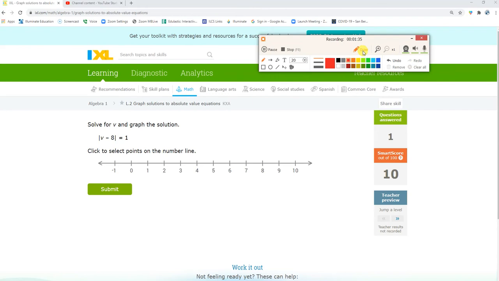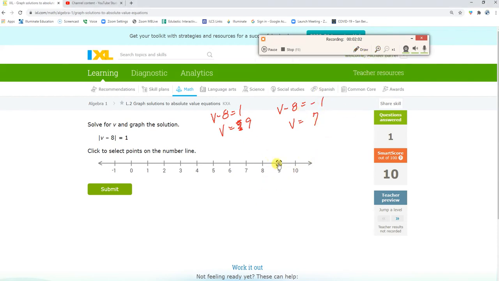Let's try this again. Split, flip, negative. |v - 8| = 1. There's the split: v - 8 = 1. It just flipped: v - 8 = -1. There's the negative. v equals 9, and v equals 7. Graphing it, 9 and 7.